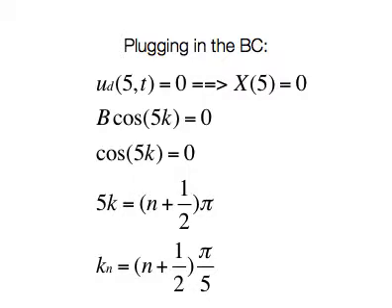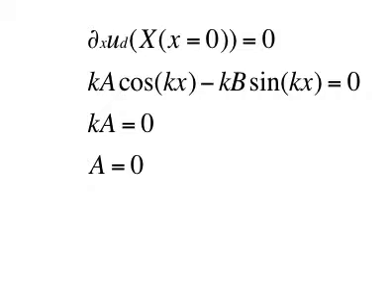So now basically we're plugging in the boundary conditions, which as I previously mentioned are now homogeneous, and we're solving for what we need to solve for u sub d. So first we find that k sub n is equal to n plus 1/2 times pi over 5. And here I am plugging into the second boundary condition where I find that the coefficient a is equal to 0.